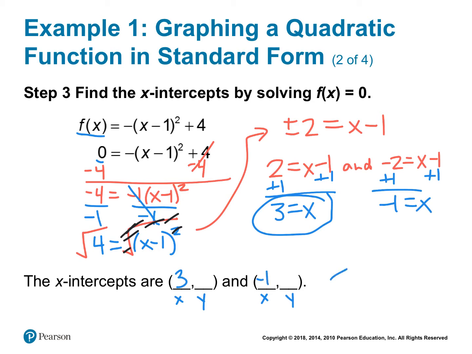So if this is talking about an x-intercept, if I go over 3 on the x-axis, that coordinate is (3, 0). It doesn't go anywhere on the y. And same with the negative 1. That's going to be (negative 1, 0). So my x-intercepts are (3, 0) and (negative 1, 0).